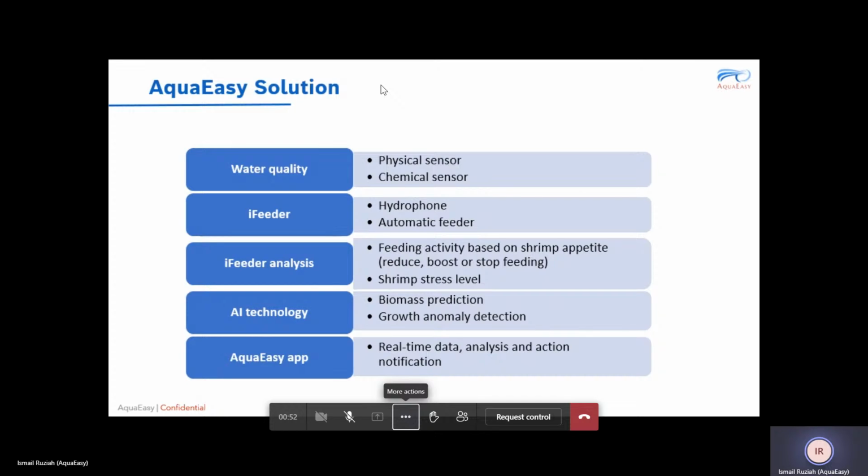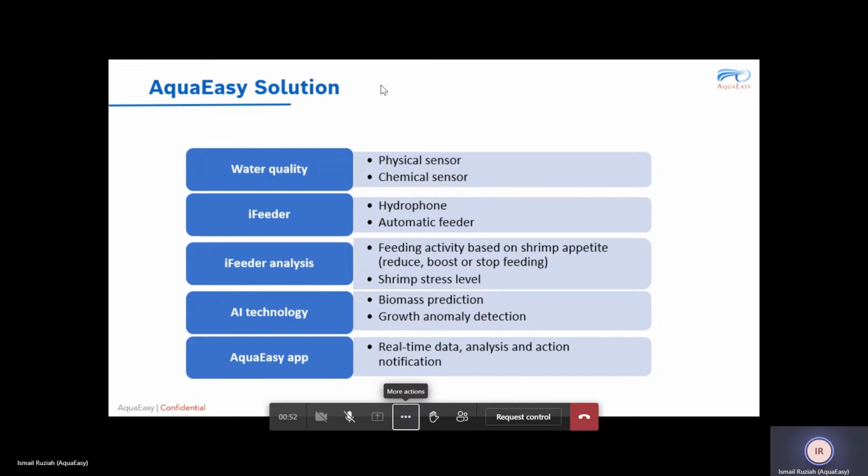The second one that we can combine and run with the iFeeder is the RDO Blue sensor, which is the DO sensor. In this case, it will do automated feeding, and we can set the threshold for the DO levels. If it falls below a certain DO level, the iFeeder will stop feeding.